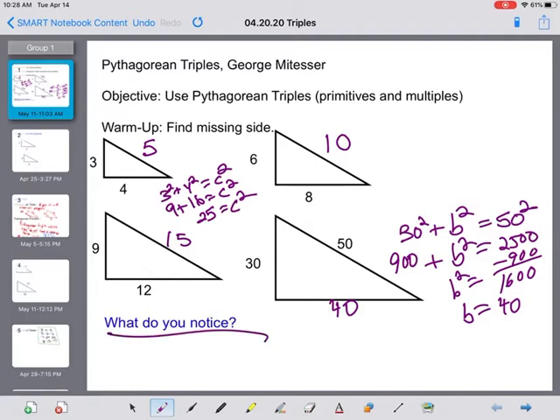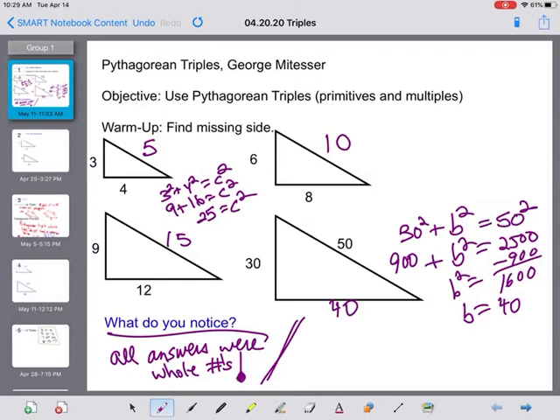Well, one thing you should have noticed is all the answers were whole numbers or integers. And based on all the work we've been doing lately, most of the time your answers are irrational numbers when you have right triangles. But there are some cases where they will always be integer sides, and those are called Pythagorean triples.